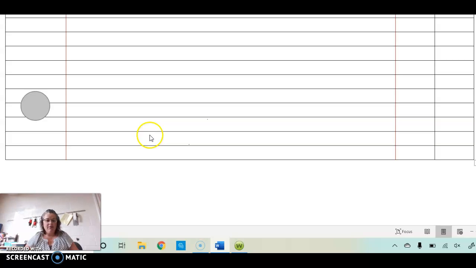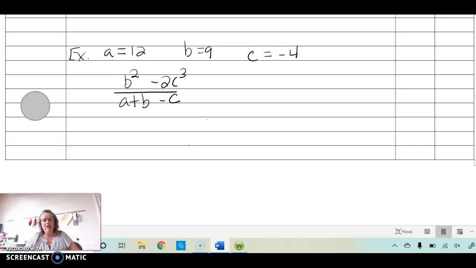And then finally, we'll give you another one here. Evaluate when a equals 12, b equals 9, and c equals -4. Careful with the negatives. So we're going to do b squared minus 2 times c to the third power all over a plus b minus c. So follow your steps, plug in what you know, do the order of operations, and then when we come back, we'll go through these solutions with you. Okay?